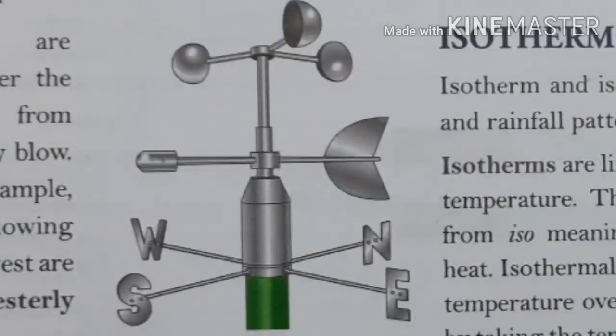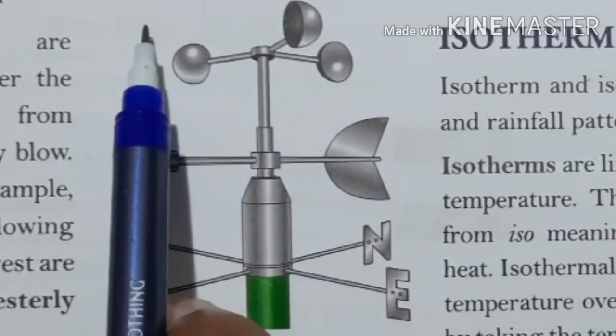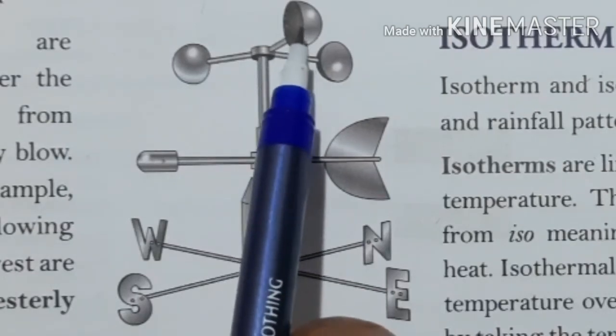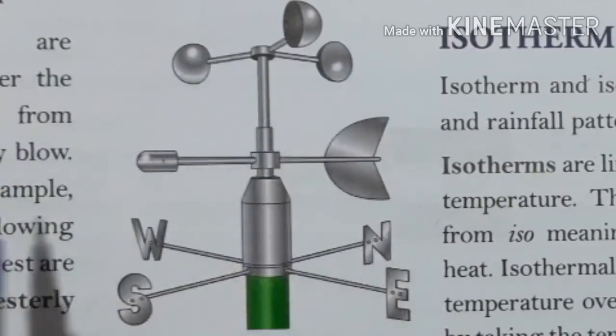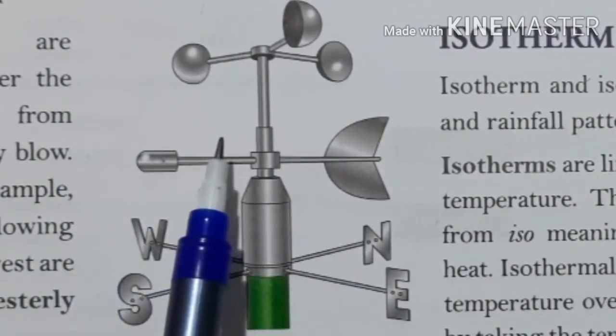This instrument is a combined instrument which has an anemometer, which is used for measuring the speed or velocity of the wind, and also a wind vane. So here you can see this part showing the anemometer. Here semicircular cups are arranged on a pole. So this will be rotating according to the speed of the wind.